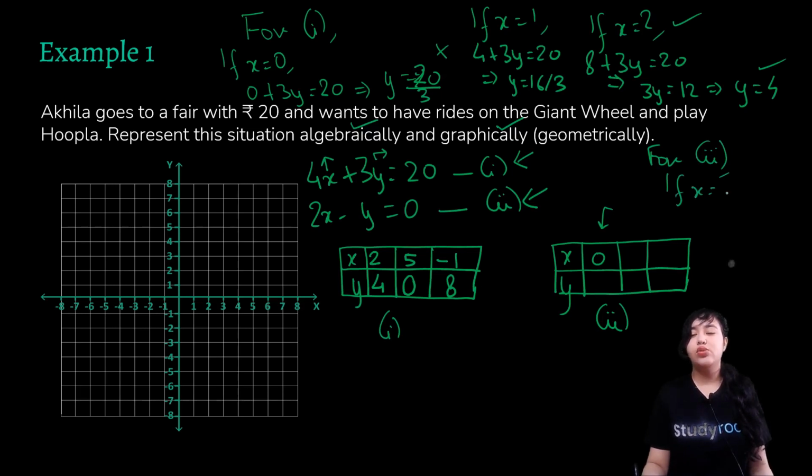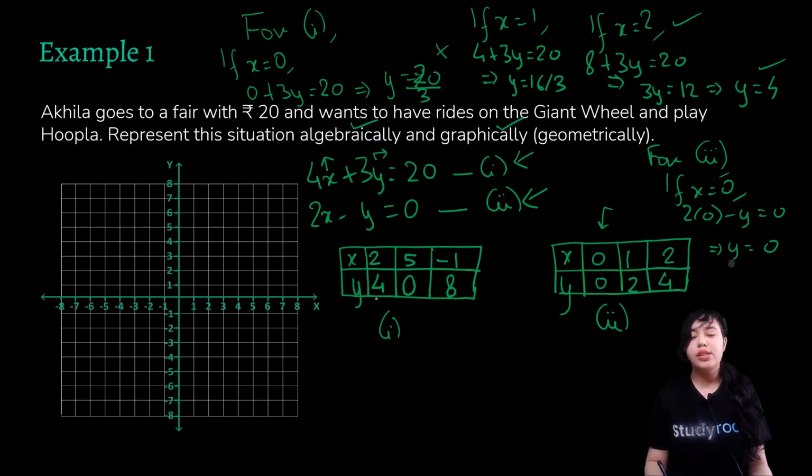If x is equal to 0, you get 2 into 0 minus y is equal to 0. So basically you get y equal to 0. Similarly, if like this you take x equal to 1, you will get y equal to 2, x equal to 2 and y equal to 4. Now we need to plot these points. They don't look like points at the moment, but they are.